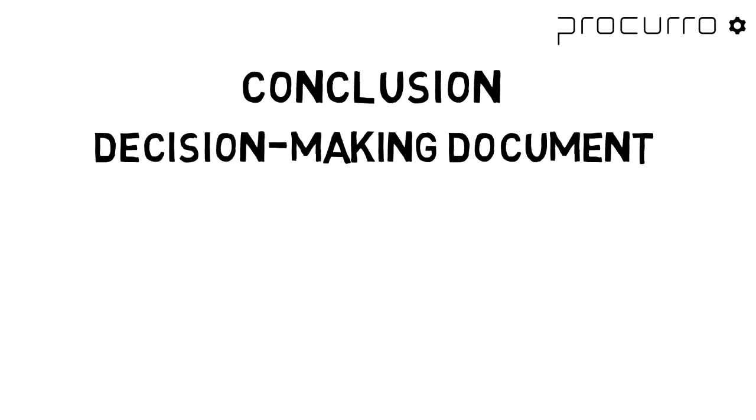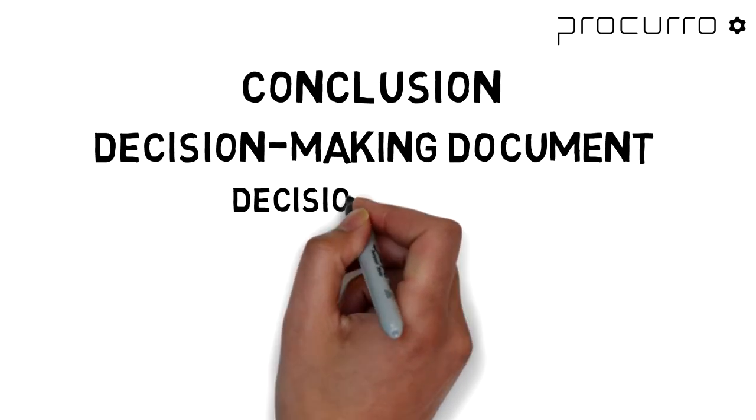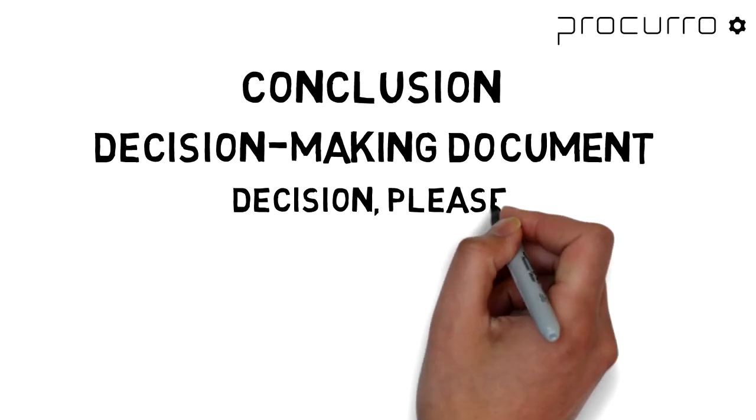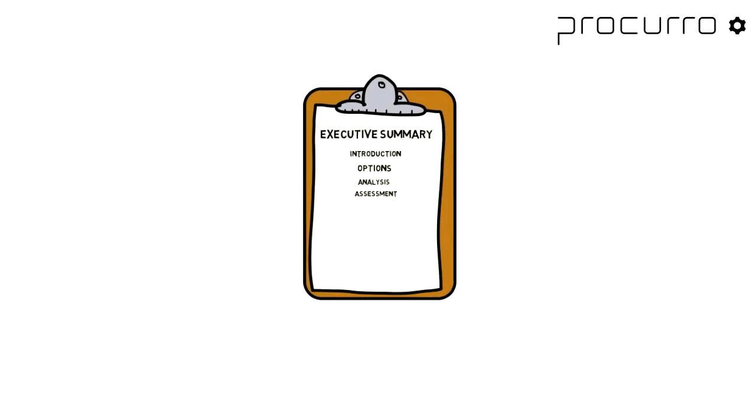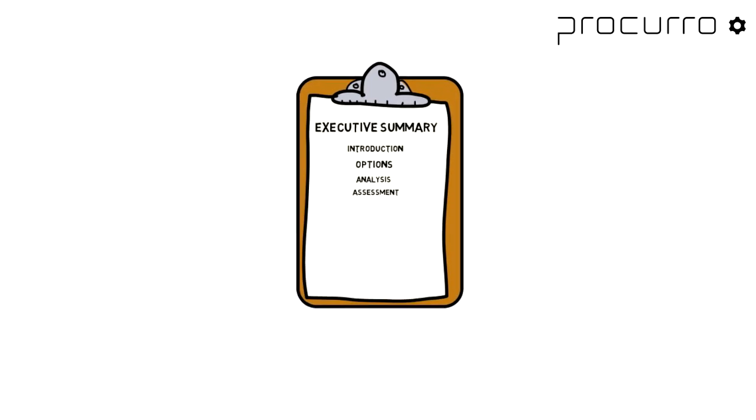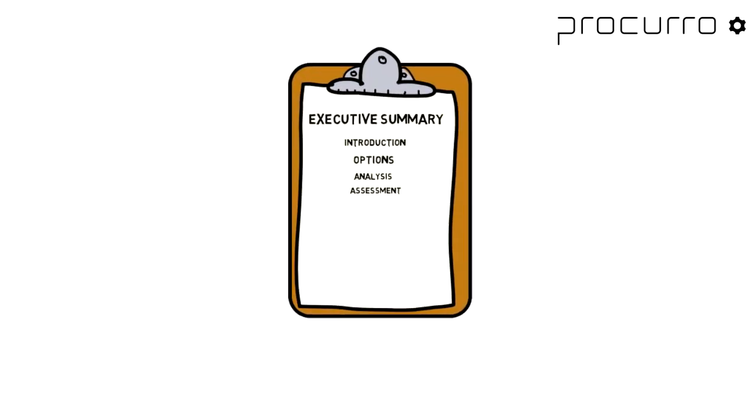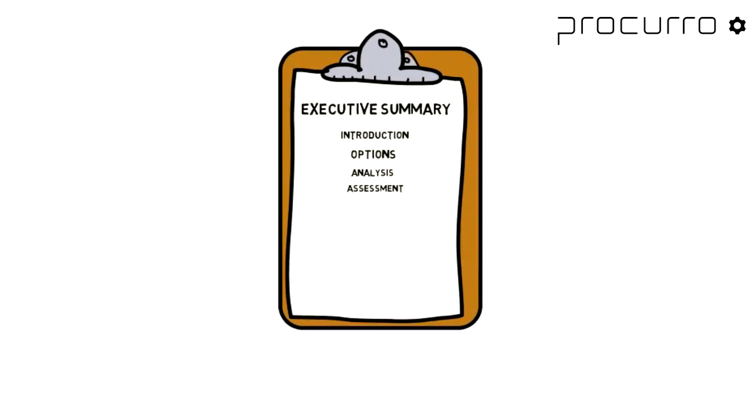Depending on the number of solutions you might be evaluating, the business case could be part of a larger decision-making document. At the end of the document, make sure you include a call to action, which will be the decision you want your stakeholders to make. There you have it. Executive summary, document introduction, the options, analysis, and your call to action. Your business case structure.